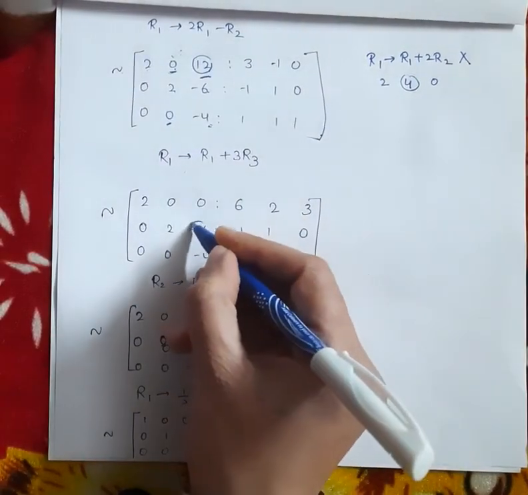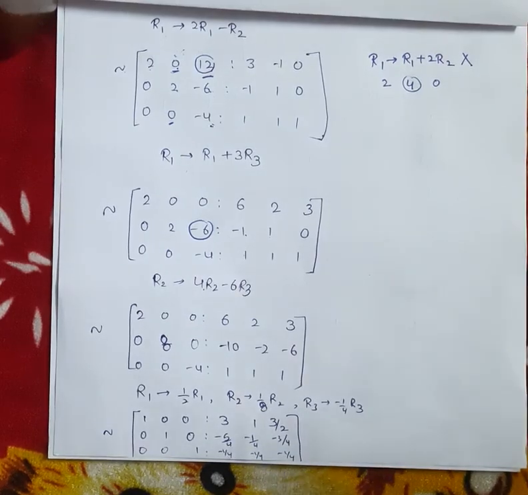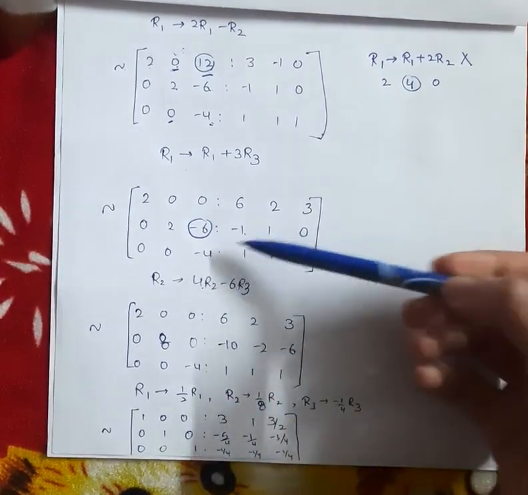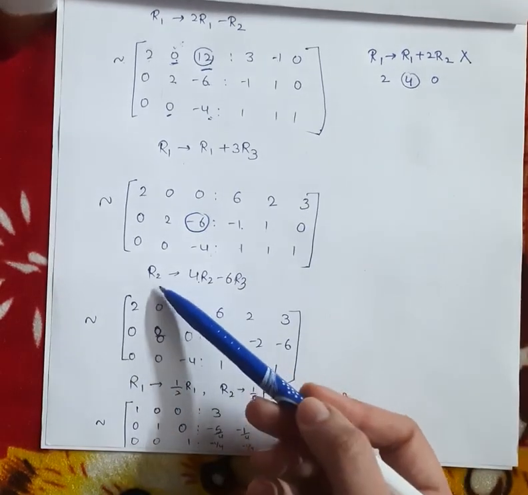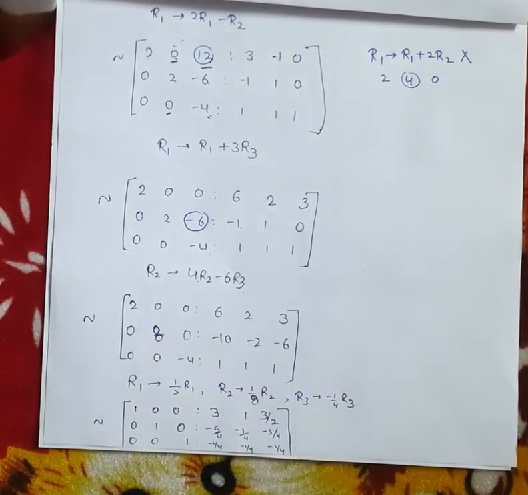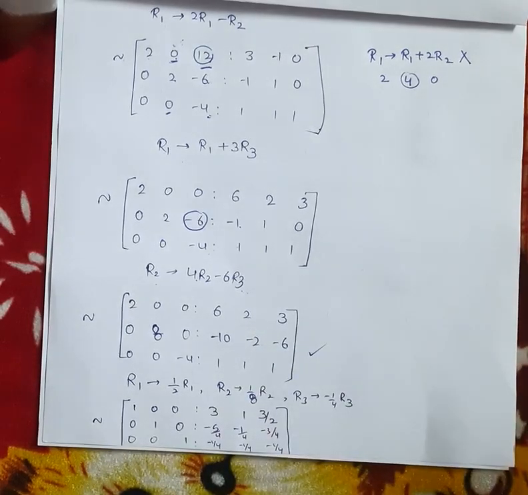Once you are here, in the next step, now my target is to convert this minus 6 to 0. अब इसे 0 बनाना है. इसको 0 कैसे बनाएंगे हम? हमारे पास एक ही ऑप्शन है, to use R3. So I just cross multiplied the coefficients, numerical values, and the operation applied on R2 is 4R2 minus 6R3. After applying the operation, we get this required matrix.